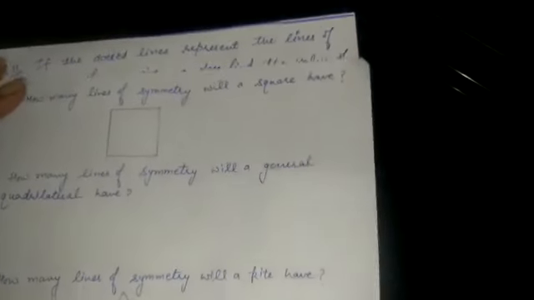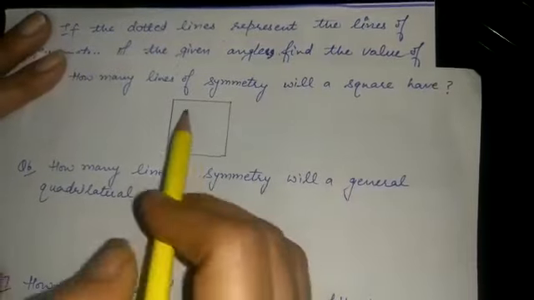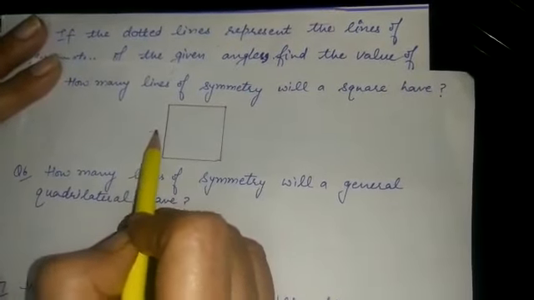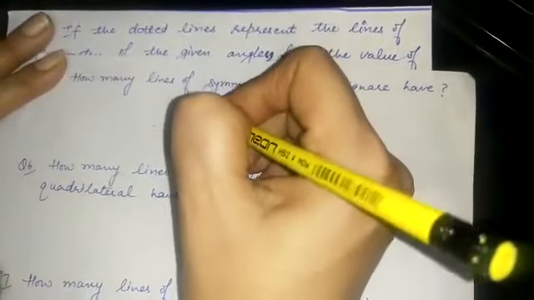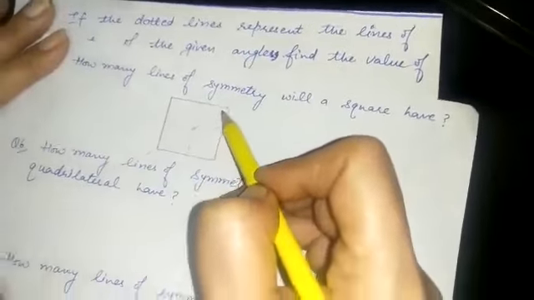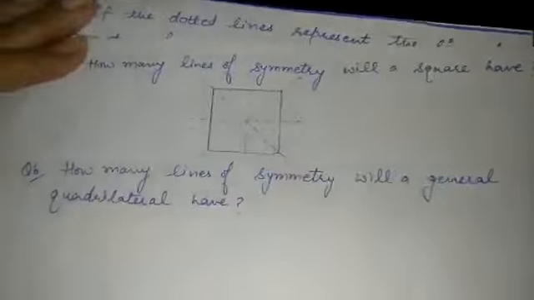How many lines of symmetry does a square have? A square is also a regular polygon. It has four sides. So how many lines of symmetry does it have? 4 lines: 2 through the sides and 2 through the diagonals. So a square has 4 lines of symmetry.